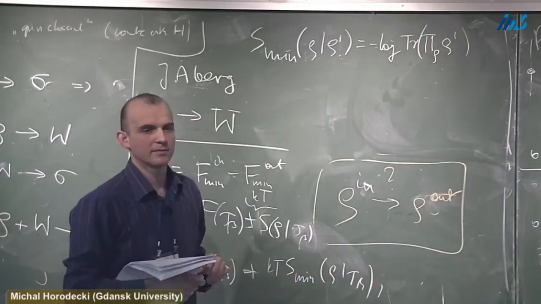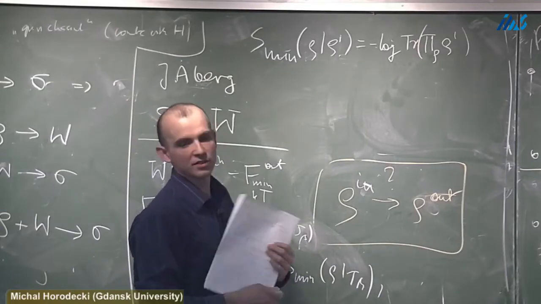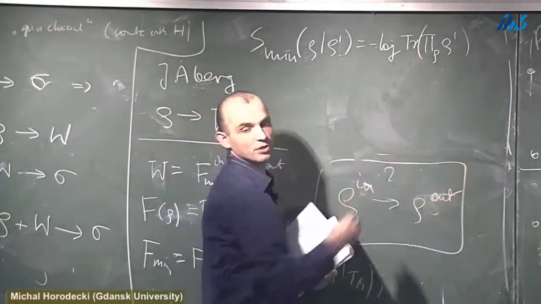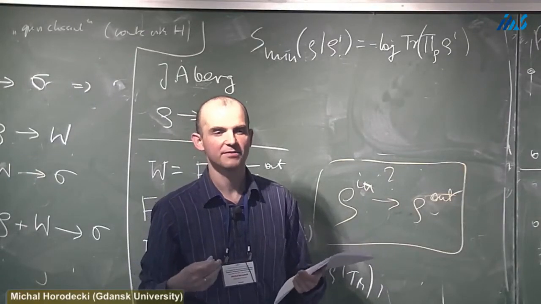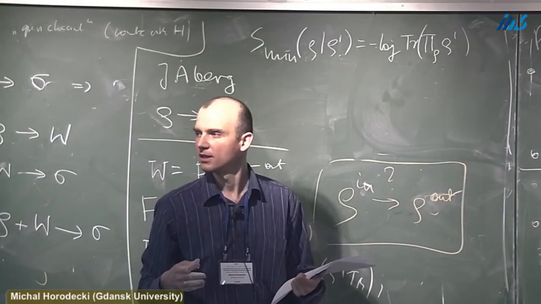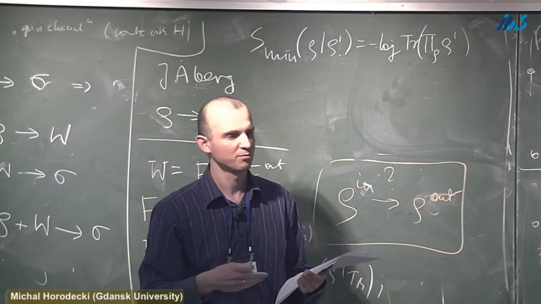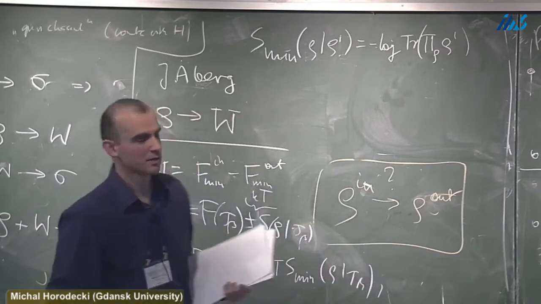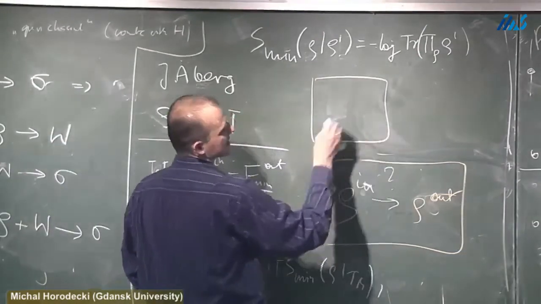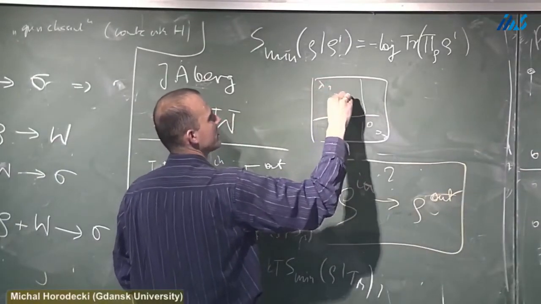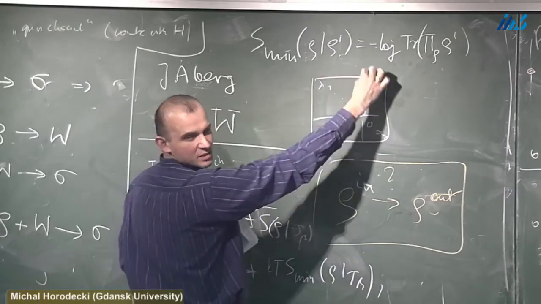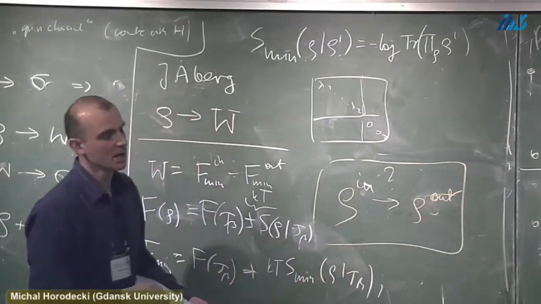And it's the projector onto, this is the projector, the support of rho is the space spanned by eigenvectors that have non-zero eigenvalues. So essentially, if you diagonalize the state, then you have here zeros, and here you have some non-zeros. So the projector onto this space is the support.